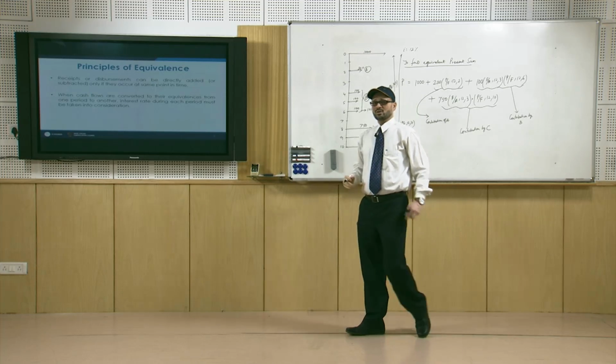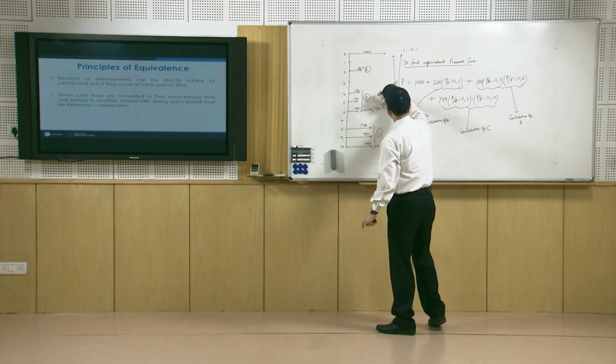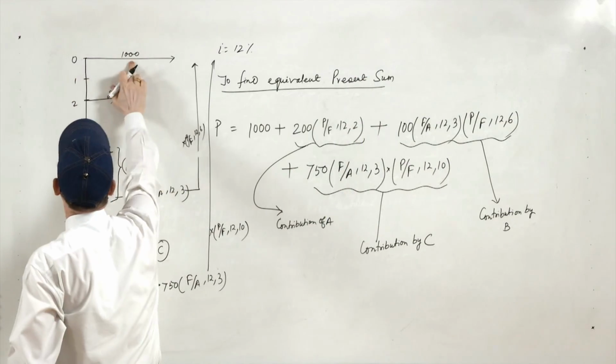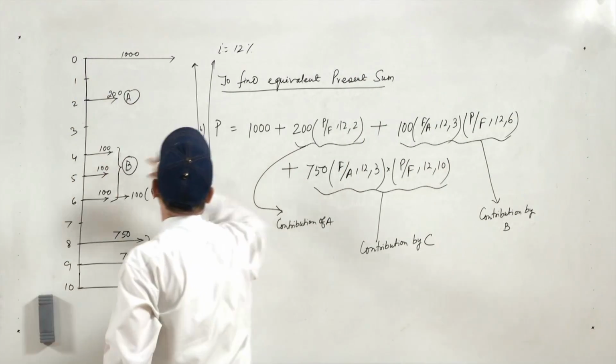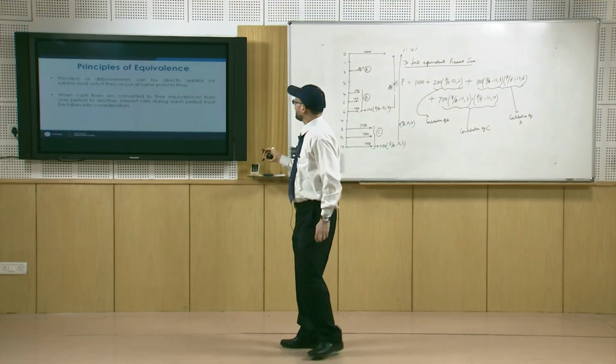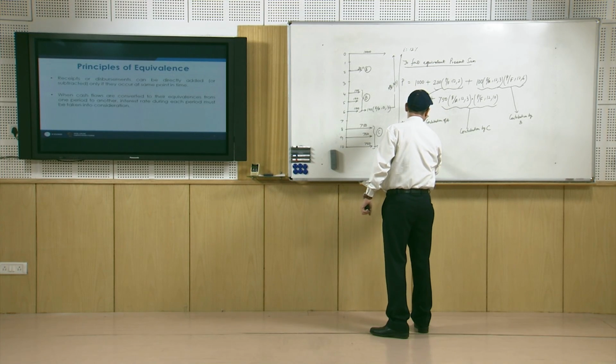In this case, what you see is, you find the equivalent value at the present time, and since 1000 is there already at the present time, you can directly add. So, what we see is that the receipts or disbursements are directly added, but for that you have to convert them to a particular time, and this time is the present time. And once we do the calculations, you can get the values.